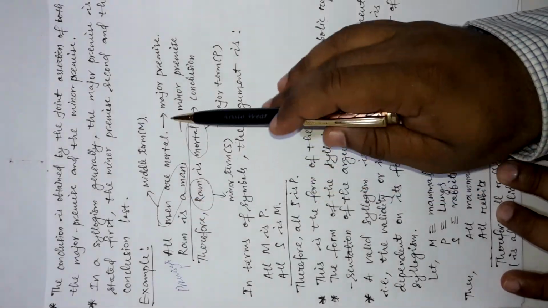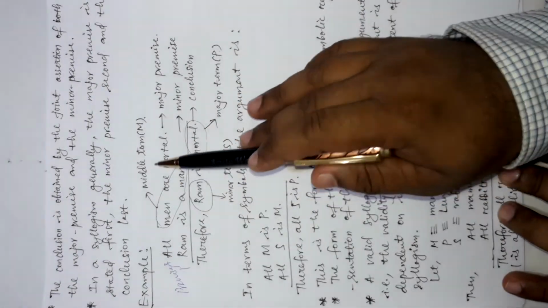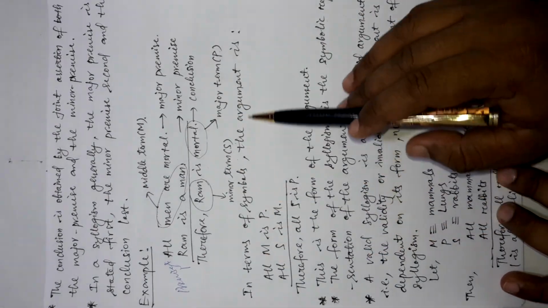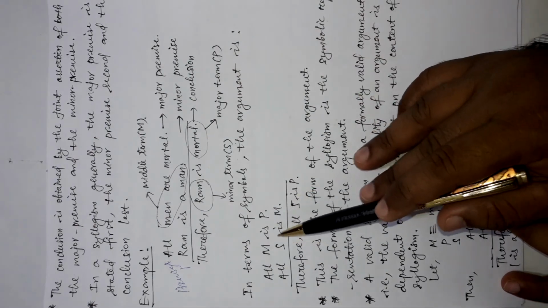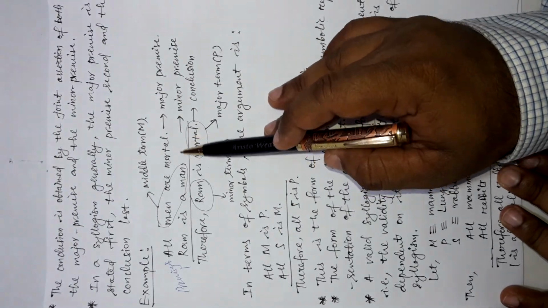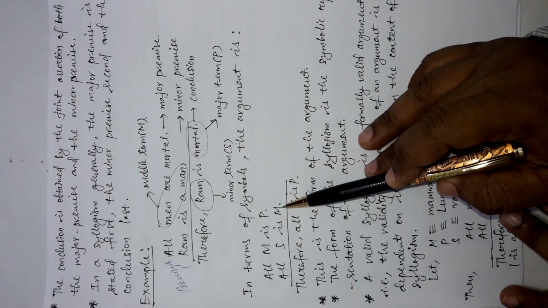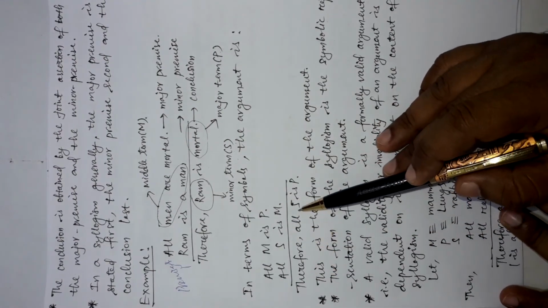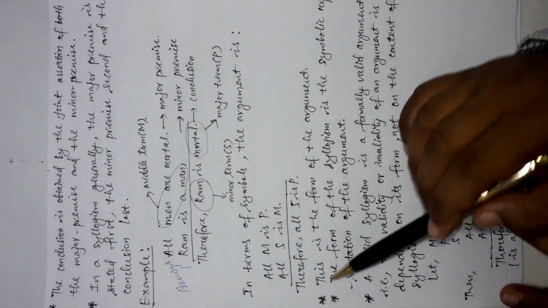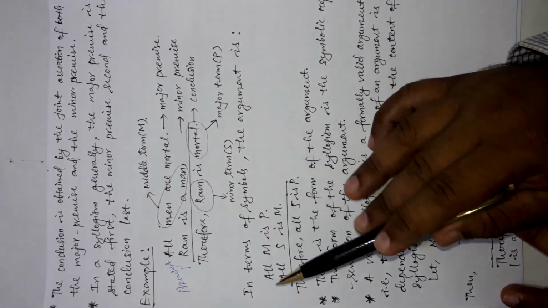Now, if we rewrite this example in terms of the symbols S, P and M, middle term, major term and minor term, then in terms of symbols the whole argument or syllogism can be written in this way: all M is P, all S is M, and the conclusion is therefore all S is P. So, what is this called? This is called the form of the argument, or the structure of the argument.